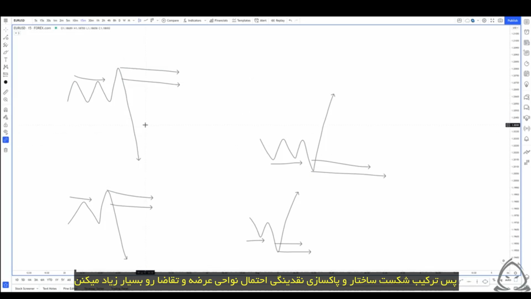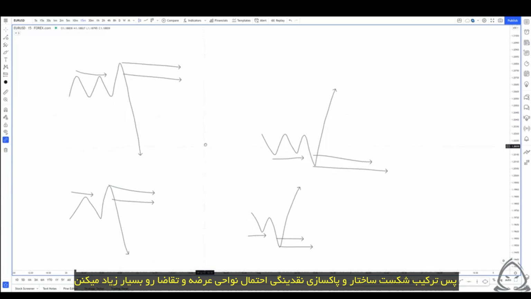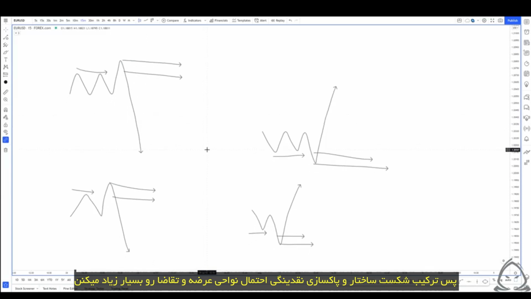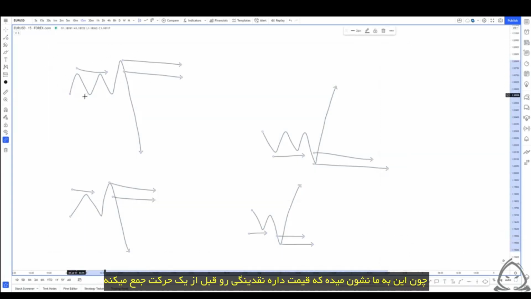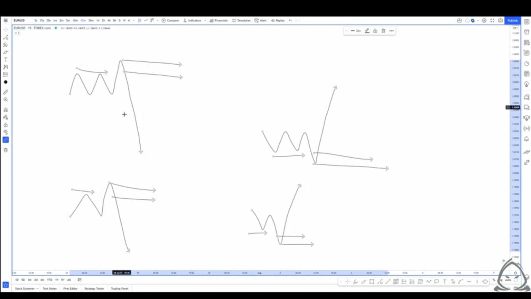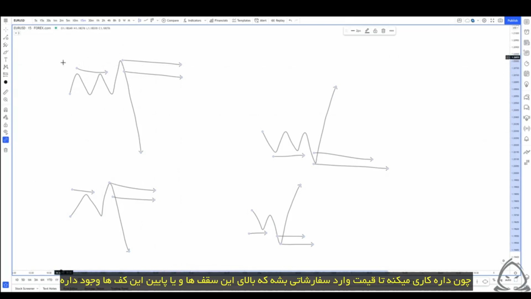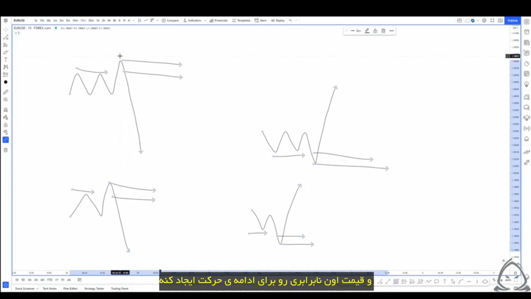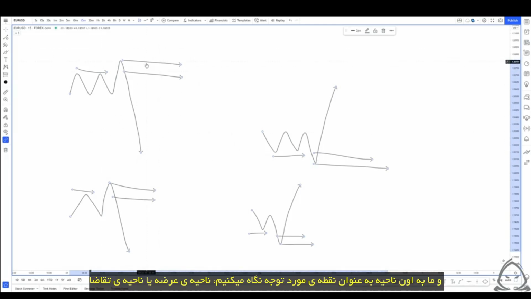So the combination of breaks of structure and sweeps of liquidity are going to be massive probability increasers for supply and demand zones as we're looking at price, because what this is showing us is that price is taking out liquidity before a move's happening. So it's inducing more people to get into a particular trade, because what it's doing is inducing orders, tapping into orders that exist above these highs or these lows, and then price is creating that imbalance for price to continue moving. And then we'd be looking at that area as our point of interest, our supply zone, or our demand zone.